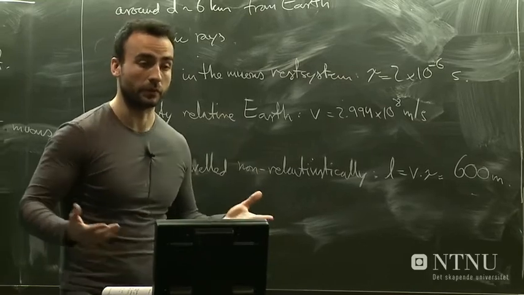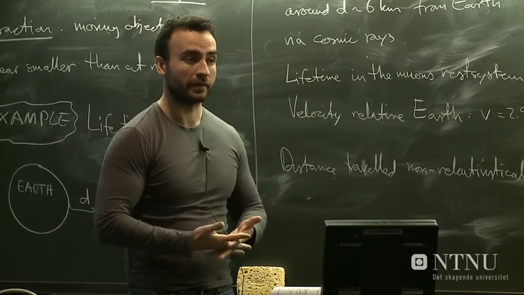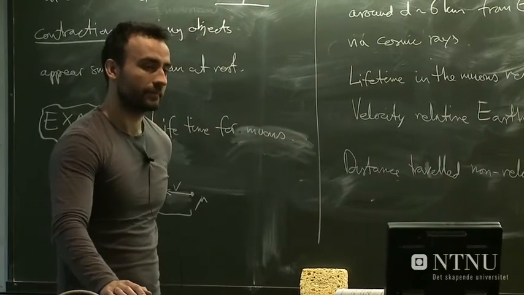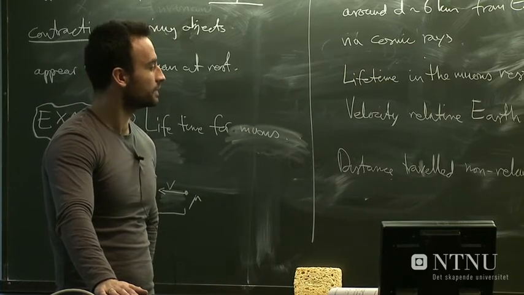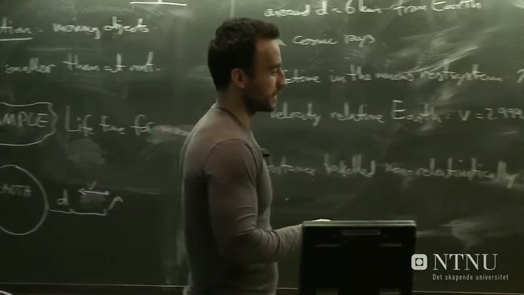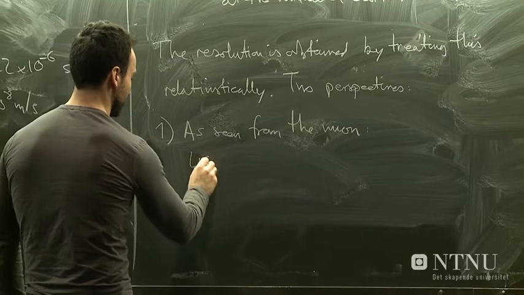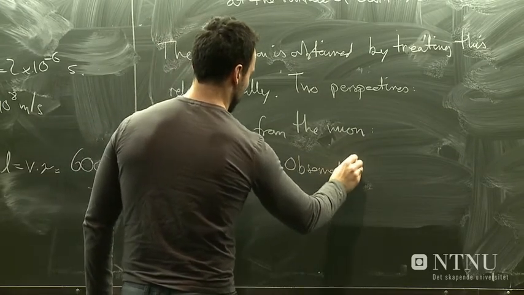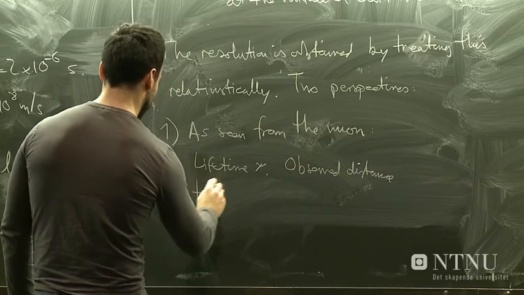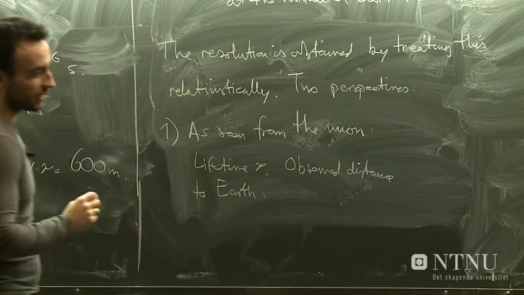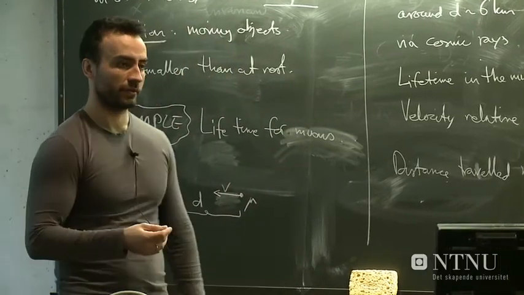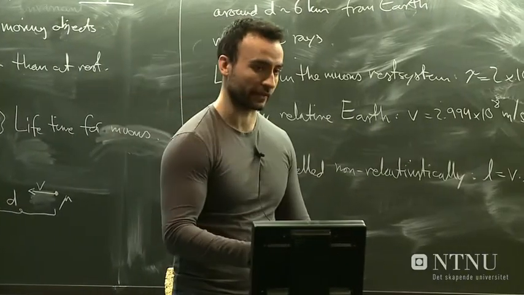You're in the rest system of the muon, so your lifetime is 2 microseconds. So then the question is, what is the distance to Earth that you see? Gamma times d. Okay. So let's see here first. We have lifetime tau, and then observed distance gamma times d. Okay, so gamma should be pretty large, at least larger than 1, because we have velocity comparable to the speed of light. And d is 6 kilometers. So then the observed distance should be greater than 6 kilometers.